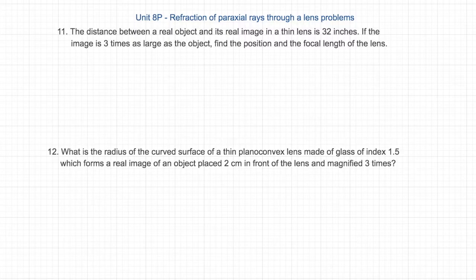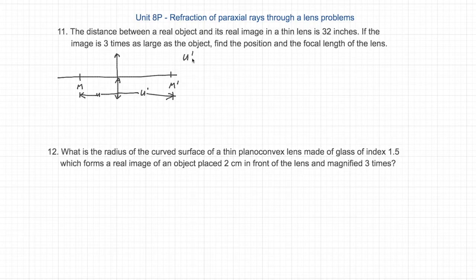Question 11. The distance between a real object and its real image in a thin lens is 32 inches. If the image is 3 times as large as the object, find the position and focal length of the lens. This requires some knowledge of algebra. We're going to have 2 equations with 2 variables, and we'll use the substitution method to find what they equal. This is a convex lens with a real object M, a real image M prime.